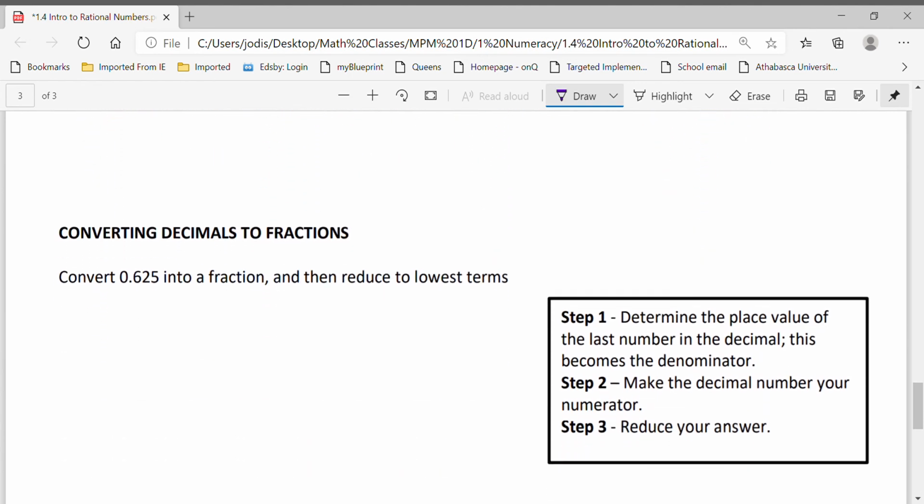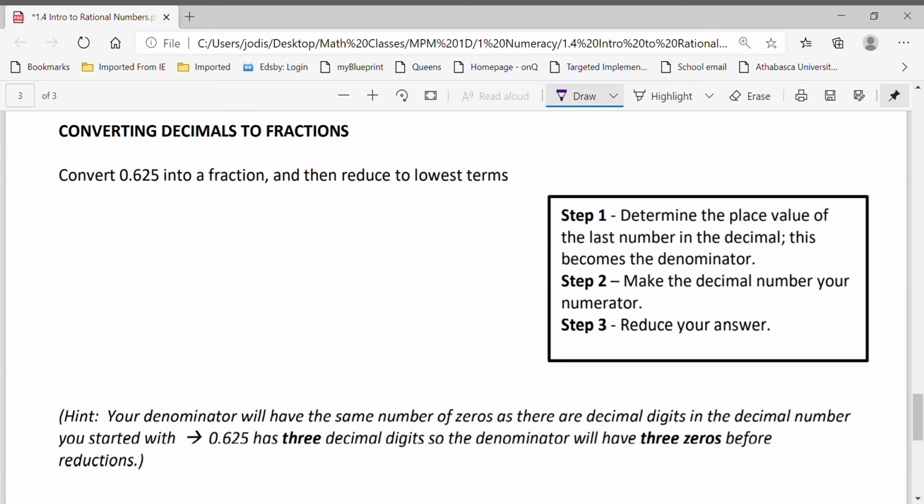Okay. So a couple more here. We want to convert decimal to a fraction. So if we want to convert to a fraction, the easiest way to do it is to follow these 3 steps. So step 1, we want to determine the place value of the last number of the decimal, and that becomes the denominator. So I'm going to get rid of this 0 point, and I'm just going to put 625. That's going to become my numerator. And because this is the tenths, hundredths, thousandths, I'm going to put 1,000 on the bottom. So that's step 1.